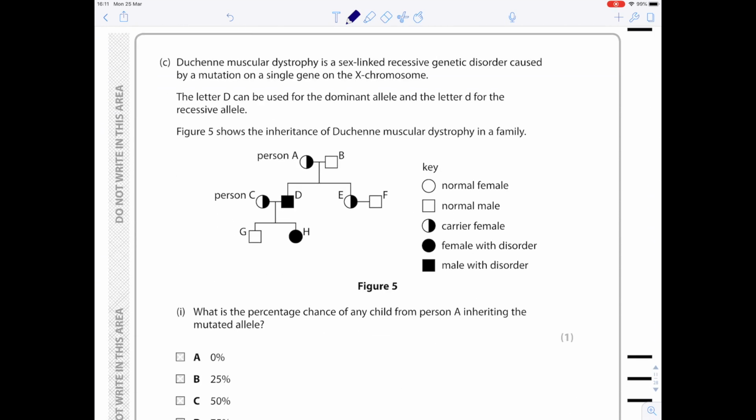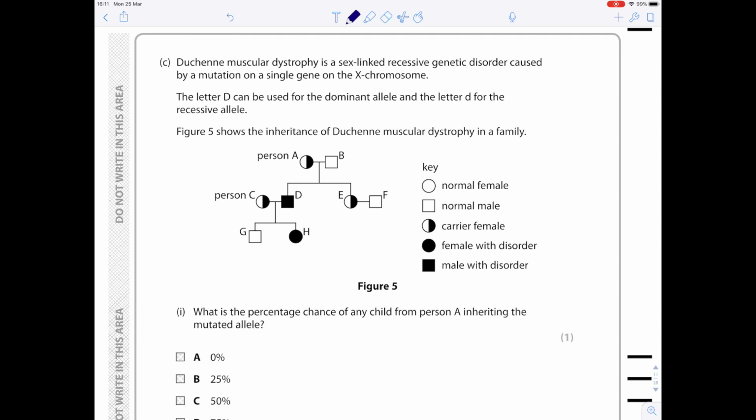Part C. Duchenne muscular dystrophy, I don't know if I'm pronouncing that right, is a sex-linked recessive genetic disorder caused by mutation on a single gene on the X chromosome. The letter D can be used for the dominant allele and the lowercase d for the recessive allele. Figure 5 shows the inheritance of Duchenne muscular dystrophy in a family.